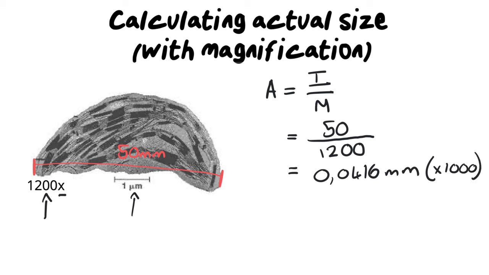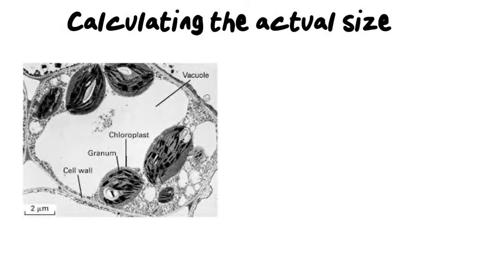Why 1,000? Well, remember at the beginning of the video, I told you that there were 1,000 micrometers in 1 millimeter. So if we multiply it by 1,000, you should get 41.6 micrometers. And that's the simplest version that you can do.